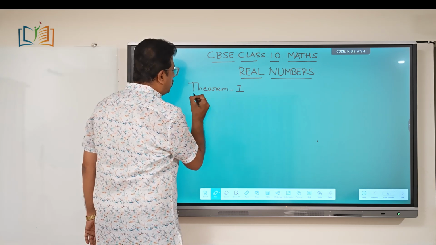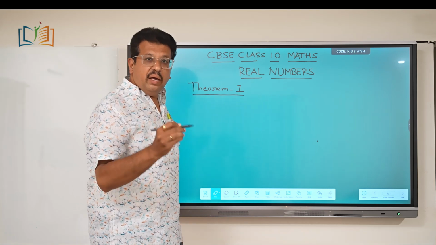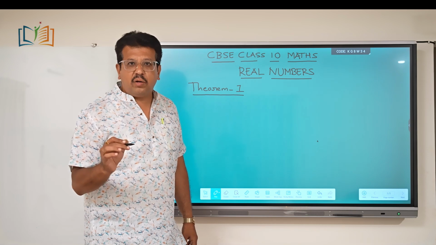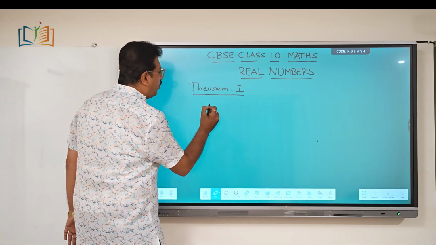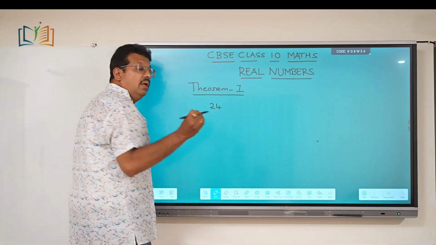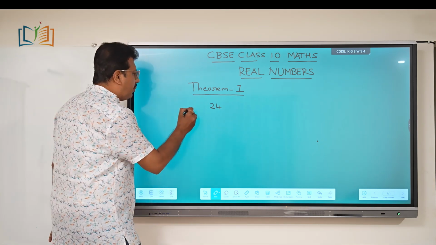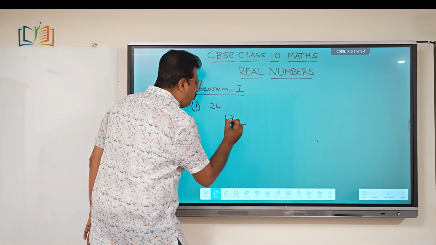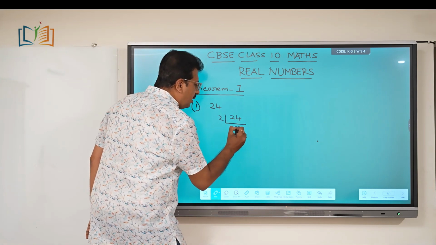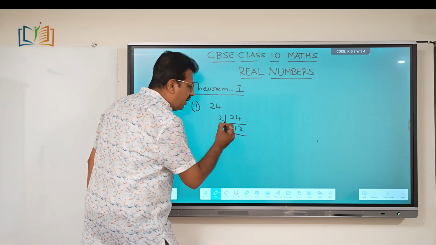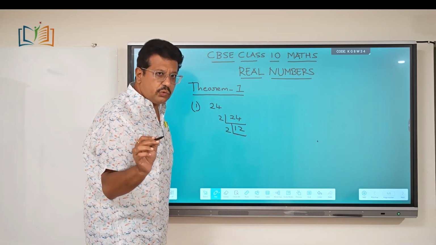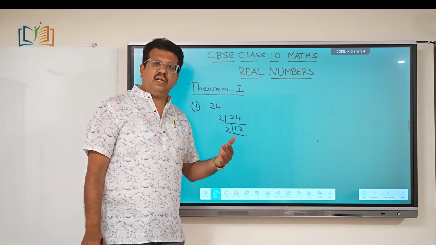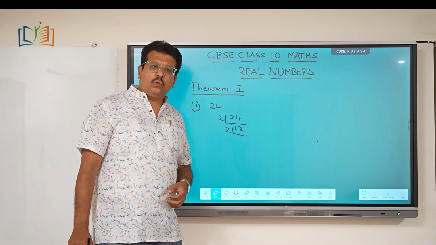You can just refer to your textbook. Theorem number 1 says every composite number can be expressed as a product of primes. For example, let me take one example to explain this concept: 24. We can write 24 as 2 twelves, 2 sixes. We should take prime numbers only, since it's a product of primes. It should be very clear, students, because all of you know 2, 3, 5, 7, 11, 13, 17, 19 and so on. Those are called prime numbers.